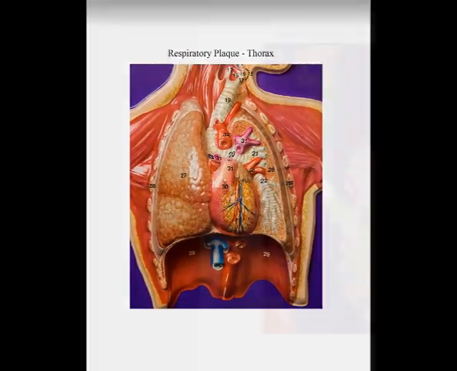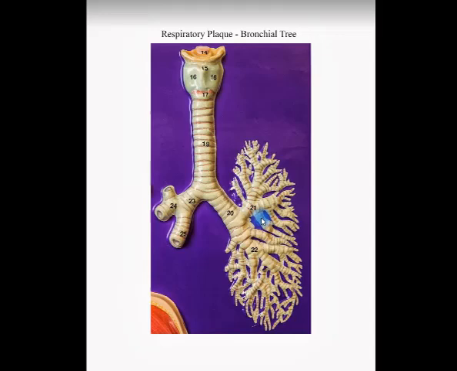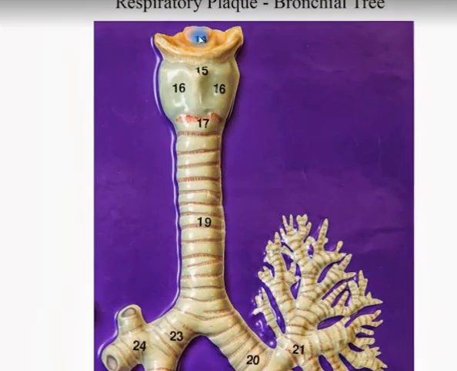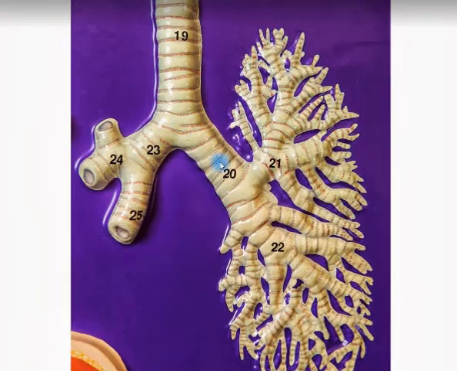Zoom out again. Aha! So this is also on the purple plaque. It just shows us the bronchial tree. It's a little bit clearer. We can see the hyoid bone. You can see the epiglottis right there. Thyroid cartilage, cricoid cartilage, tracheal rings. Primary bronchi, right and left. Right primary bronchus, left primary bronchus.